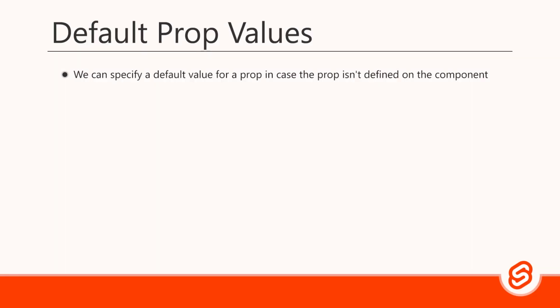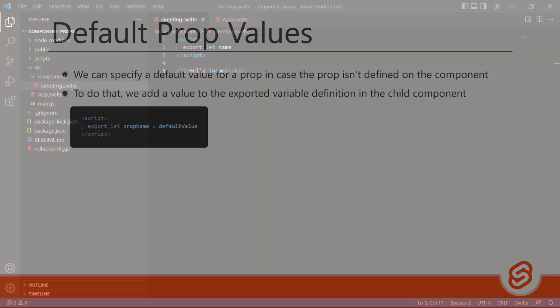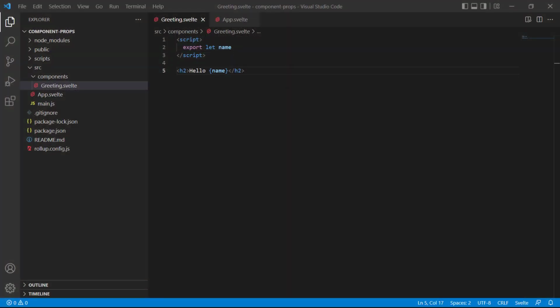Svelte allows us to specify a default value for a prop in case the prop isn't defined on the component instance. To do that, we simply add a value to the exported variable definition in the child component. As an example, let's add a default value to the name prop in our greeting component. We'll have the default value as unknown.